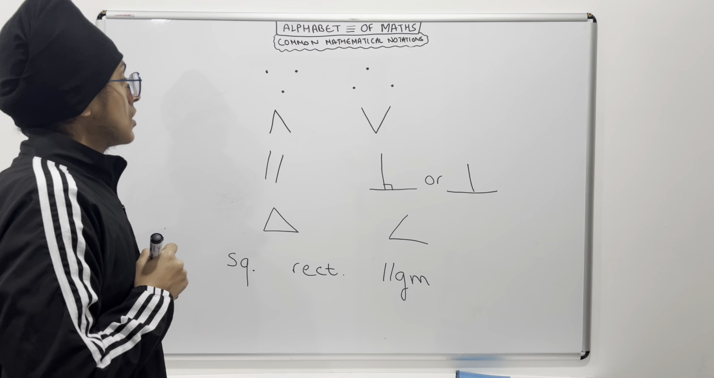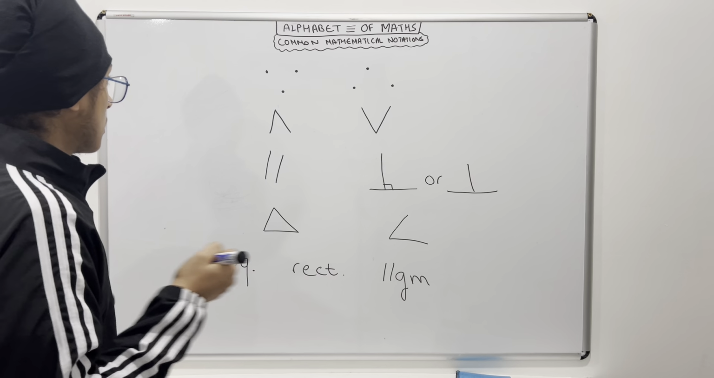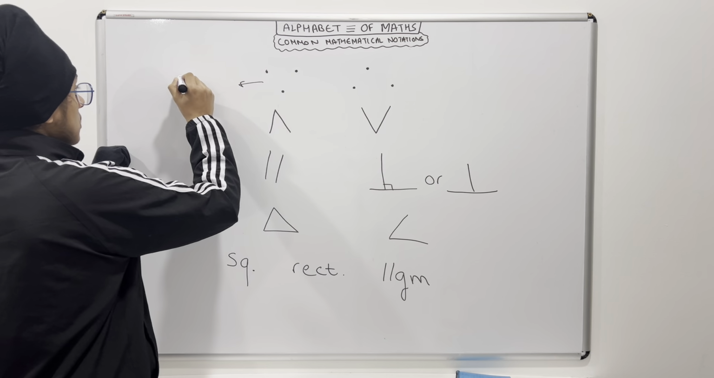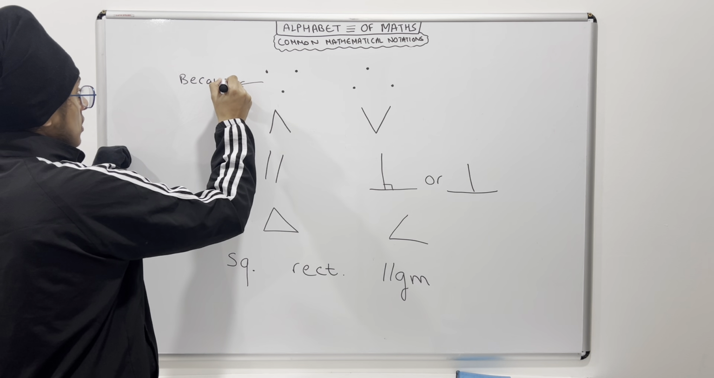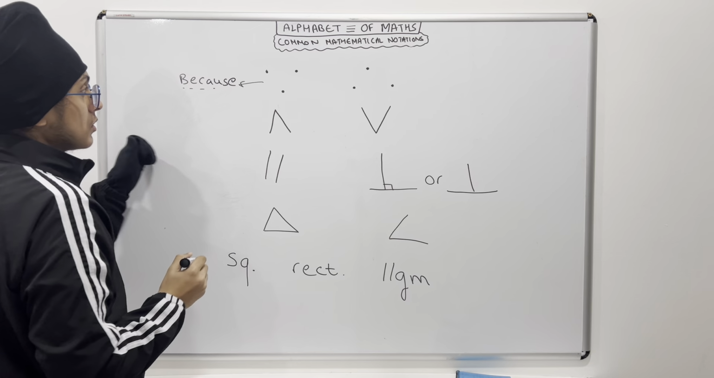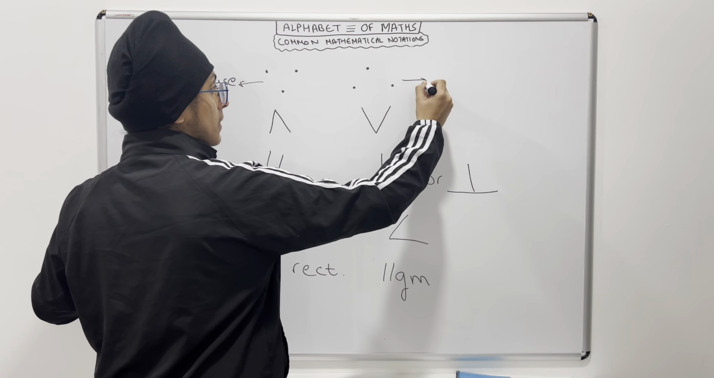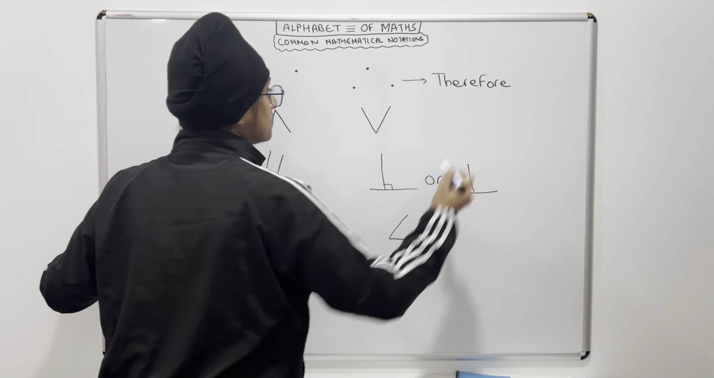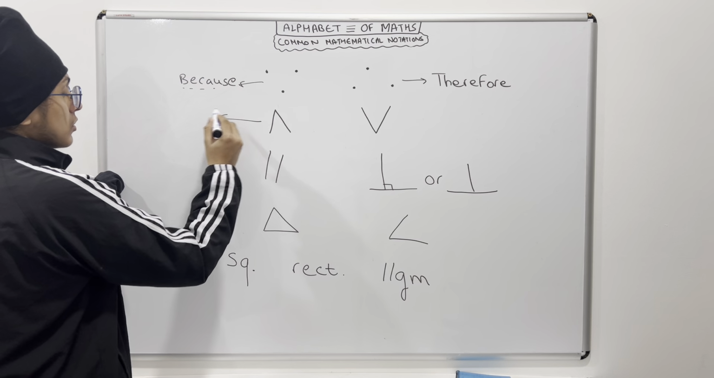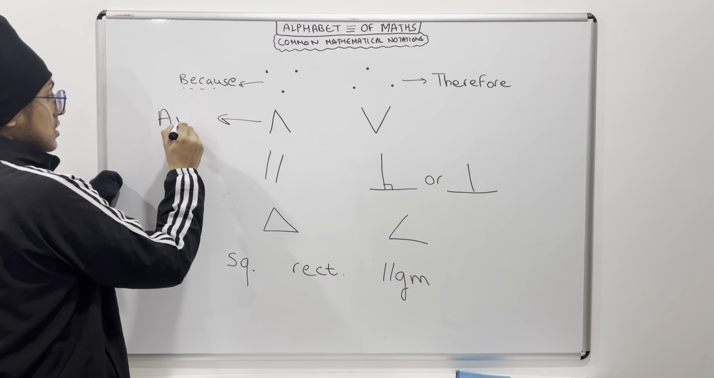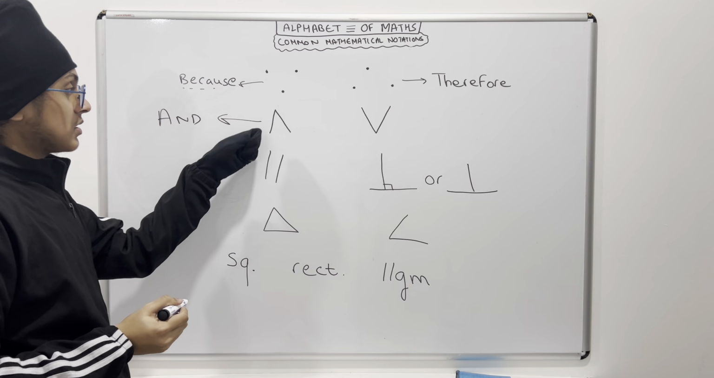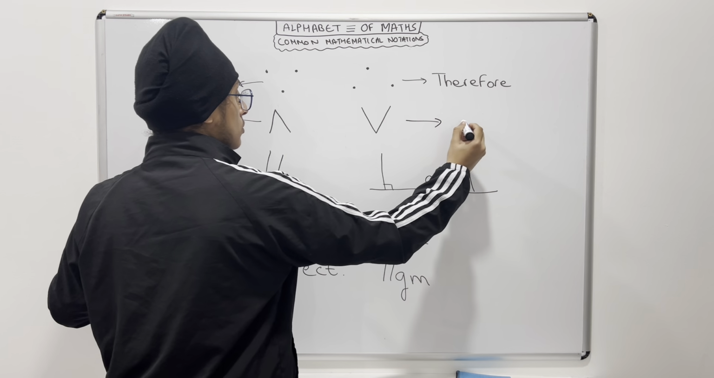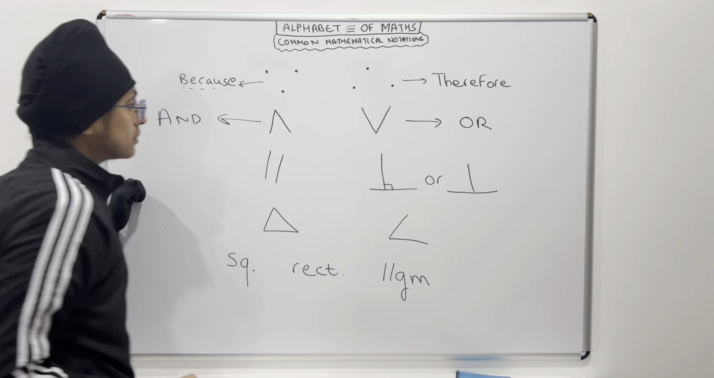Okay, so this is a list of common mathematical notations that are used. So this upside down dotted triangle means because. Instead of writing the word because, we can use this symbol. Same way, this normal triangle with dots means therefore. This upper triangle with the base missing is and. A way you can remember this is that it kind of looks like an A, so it represents and. And the upside down represents or.